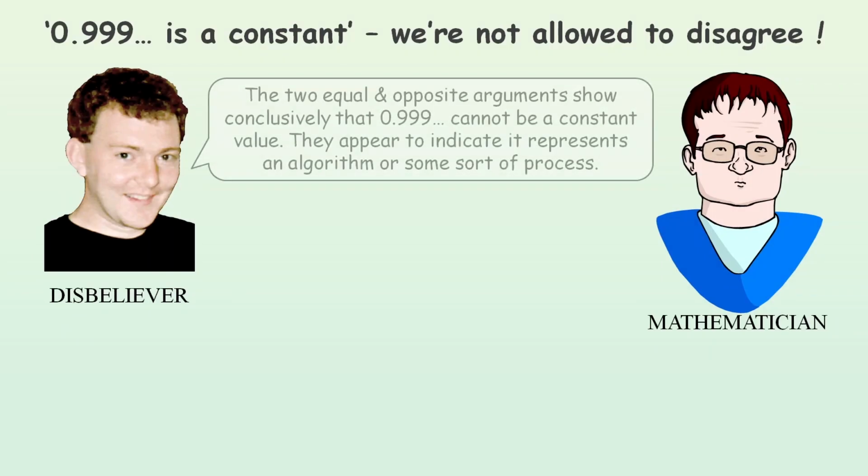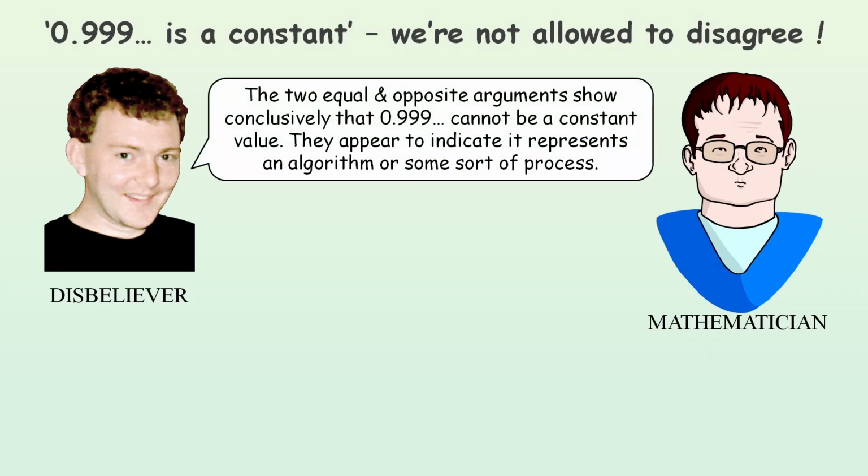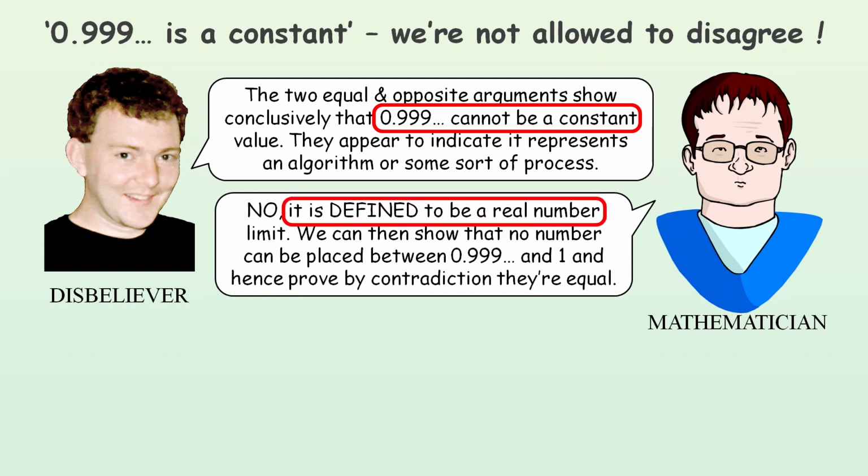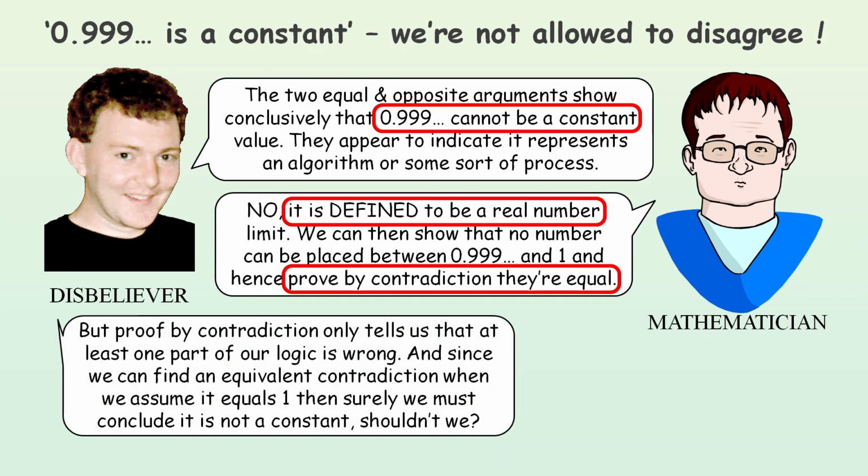If we're going to be consistent in our approach to logical reasoning, then we must deduce that 0.9 recurring cannot be a constant. But the supporters of real numbers just won't let go of the idea that it is a constant because they've defined it to be a constant. Yes, it leads to contradiction when we assume it is less than 1, but it also leads to contradiction when we assume it equals 1. It's the same kind of logical argument except turned around.